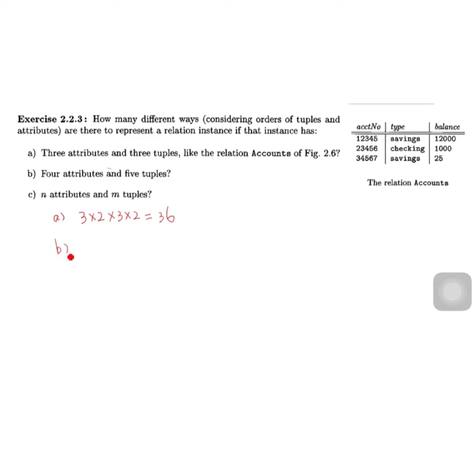And if the relation has 2 attributes and 5 tuples, the answer is 2 factorial times 5 factorial. And if the relation has n attributes and m tuples, the answer is like this. Okay, that's exercise 223.